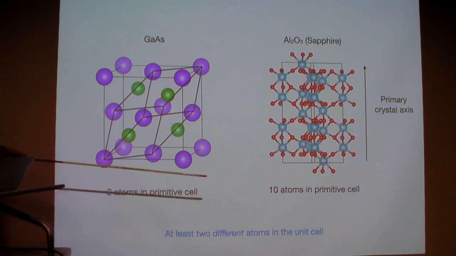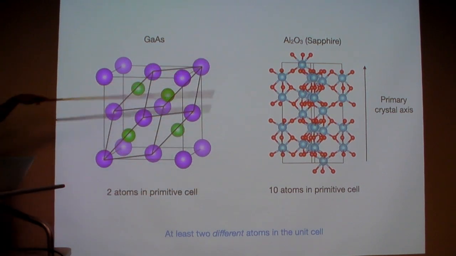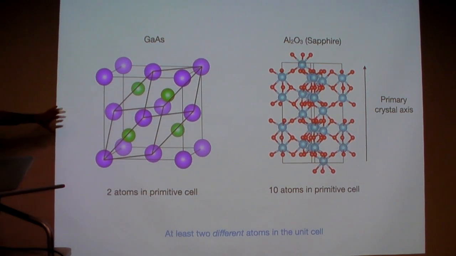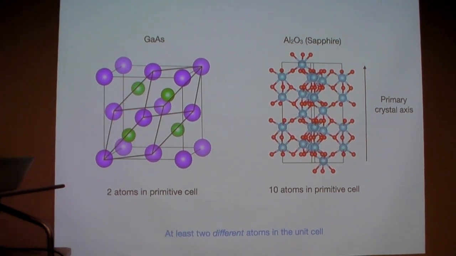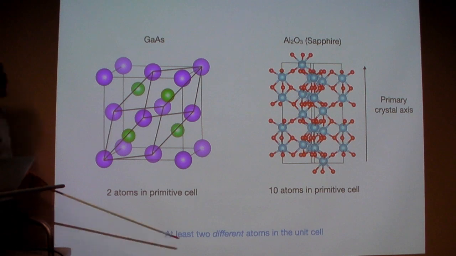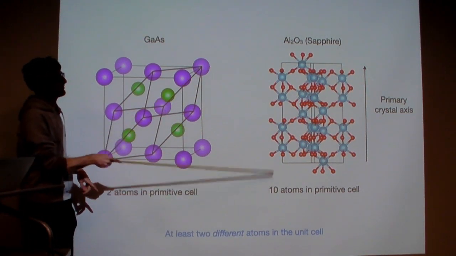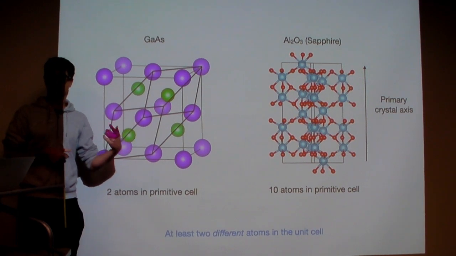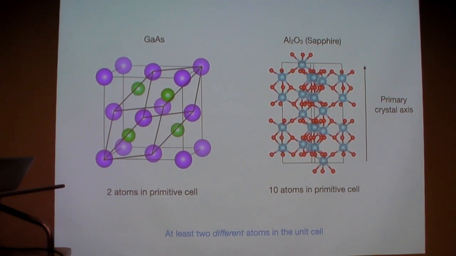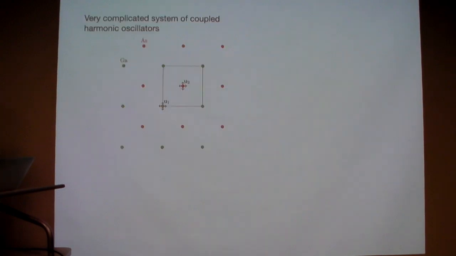What's cool about sapphire, as we'll see, is that it has a primary crystal axis. This thing is more isotropic. This thing has a primary axis. And so that's going to mean that the dark matter scattering rate with this thing is going to depend on the angle of the dark matter with this crystal axis. And that's going to be cool because we could do daily modulations for that.